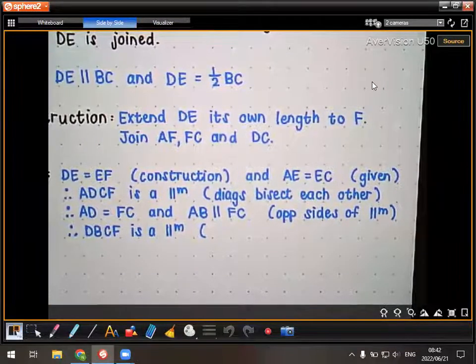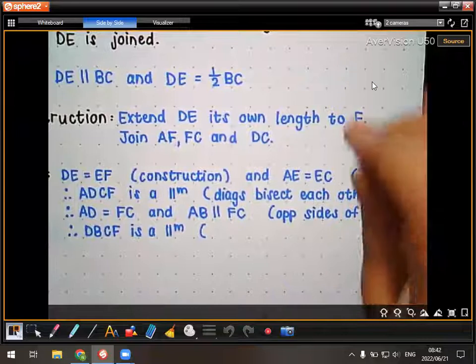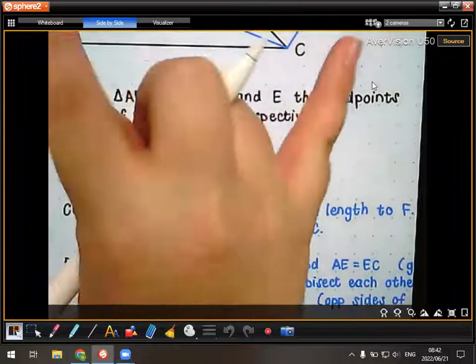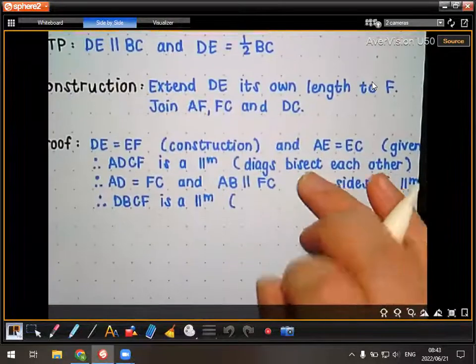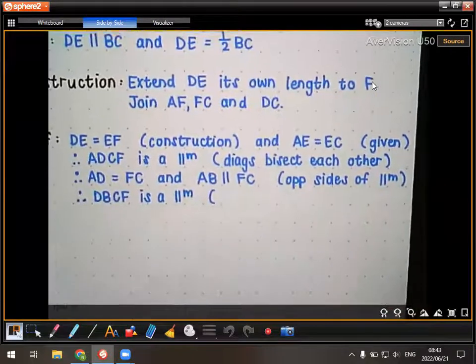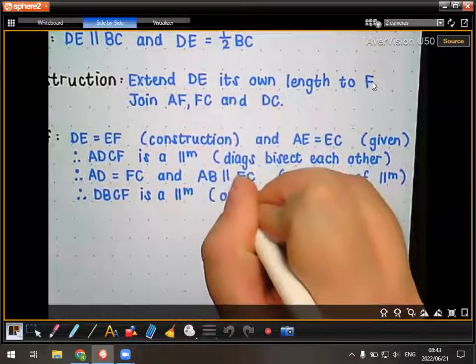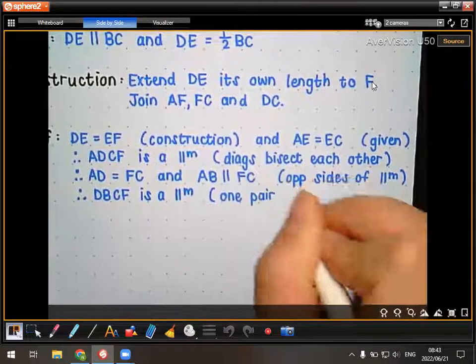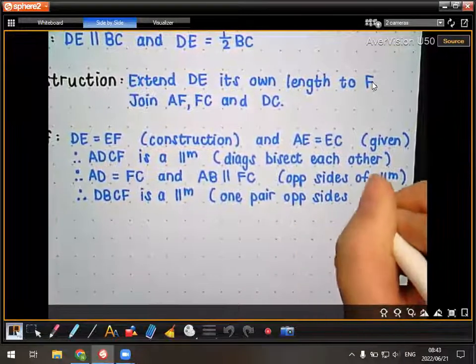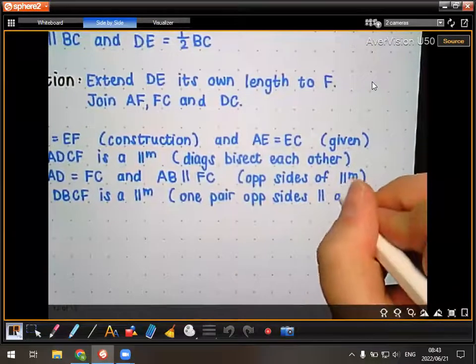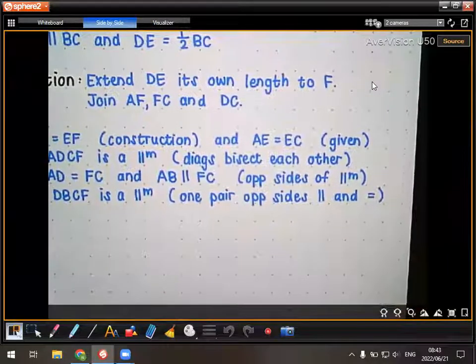Now, guys, you need to be careful here. We can't use the same reason that we did up here, right? To prove the top parallelogram, we say diagonals bisect each other. For the bottom parallelogram, we have to say, what is it again? It was one pair of opposite sides equal and parallel. I'm actually not sure if we have used that reason before. I've mentioned it to you, but I don't think we've seen it in an example. All right, so one pair of sides parallel and equal.